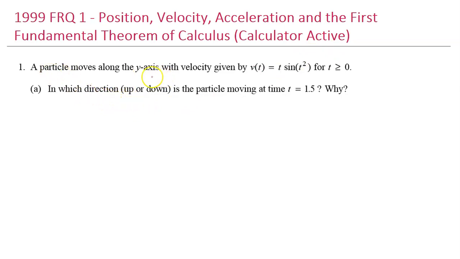A particle moves along the y-axis with velocity given by v of t equals t times sine of t squared for values of t greater than or equal to 0. Part A. In which direction, up or down, is the particle moving at time t equals 1.5?